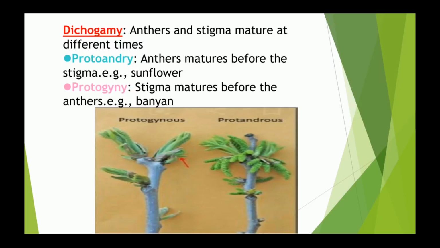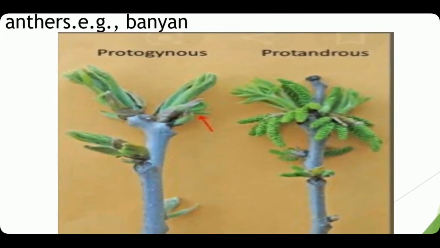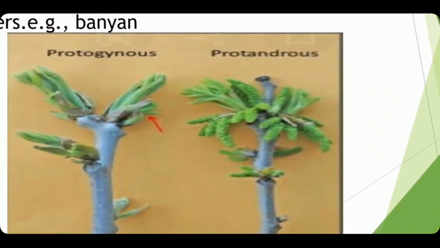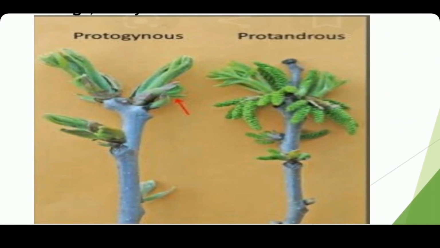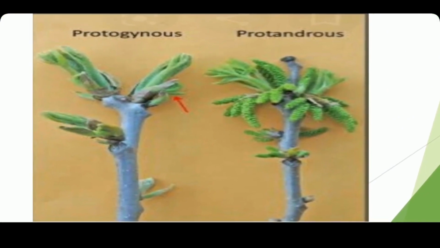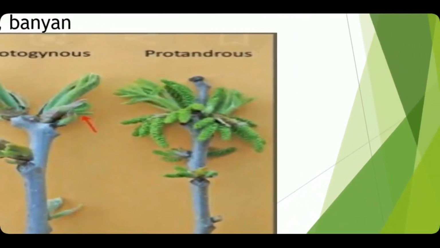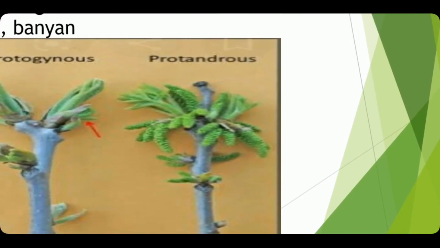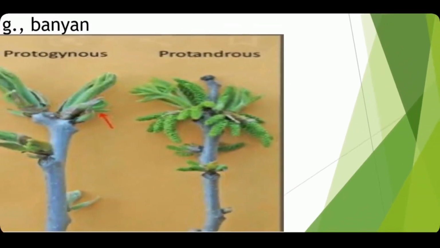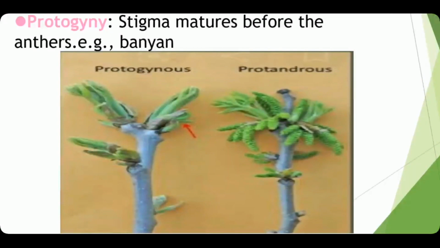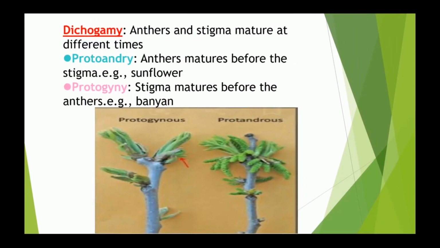An example is the banyan tree. Here in the picture you can see the first one showing protogynous. It means that the gynoecium matures earlier. This red arrow, you can see, is the gynoecium which matures, but the anthers are not ready. It means they are immature. And in protandrous, here all anthers are mature, but the gynoecium, the female part or the carpel, is not mature on time. There are different rates of maturation of anthers and stigma.